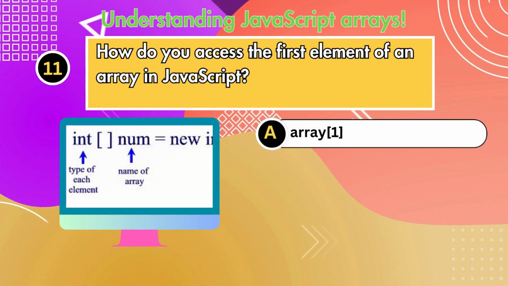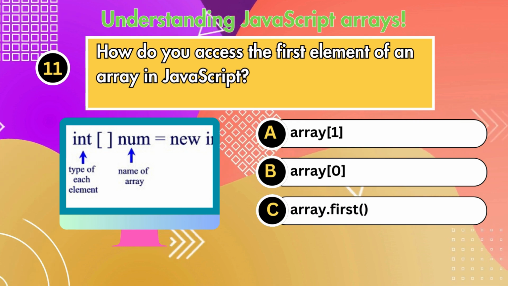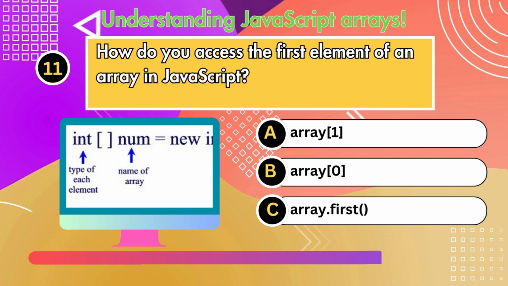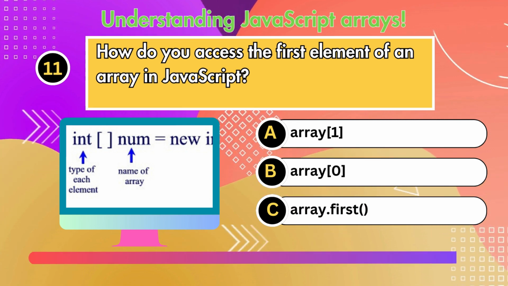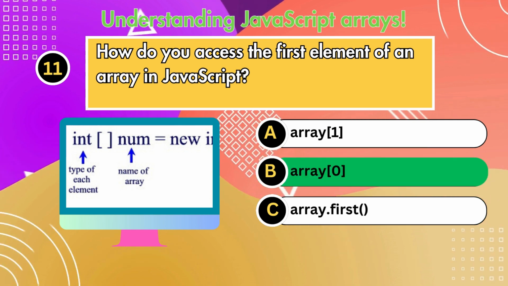How do you access the first element of an array in JavaScript? A. Array 1. B. Array 0. C. Array.first. Answer is array 0.